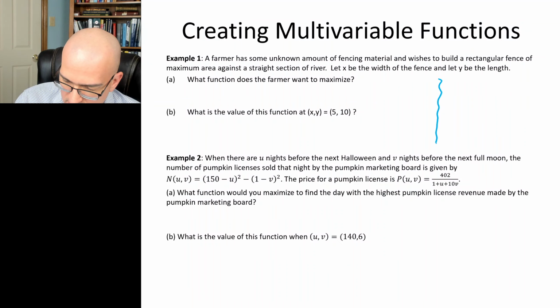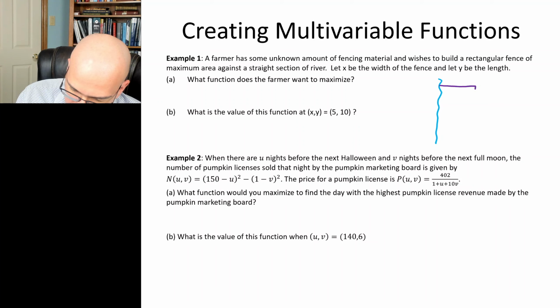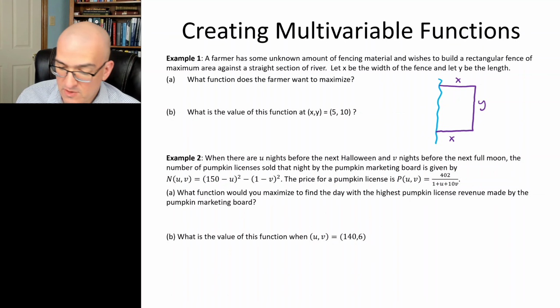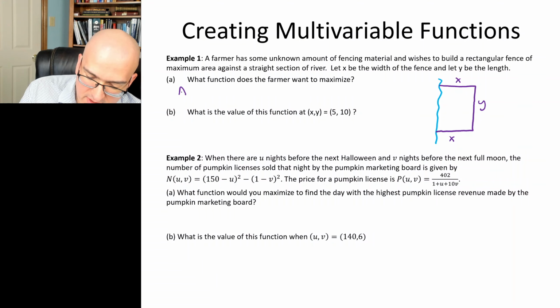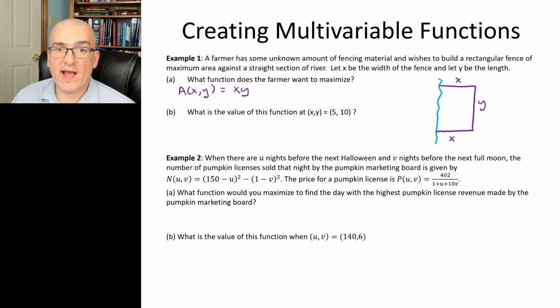Here's the river. I'm going to draw the fence. Here's the fence. Here's your x part, your width. Here's your y part, your length. You're looking to maximize the area enclosed. So the function that you want to maximize is the area function. A of x comma y is equal to x times y. That's it. That's the function you're looking to maximize.